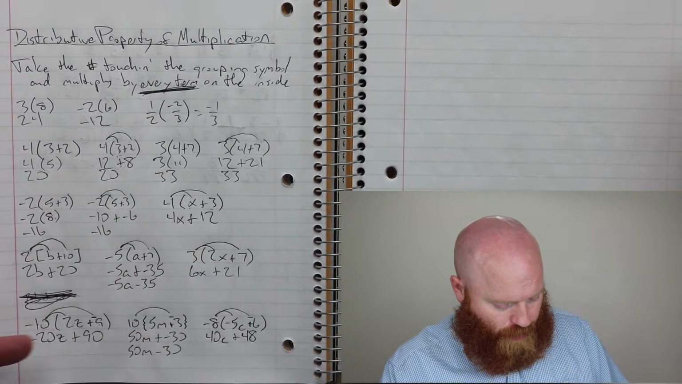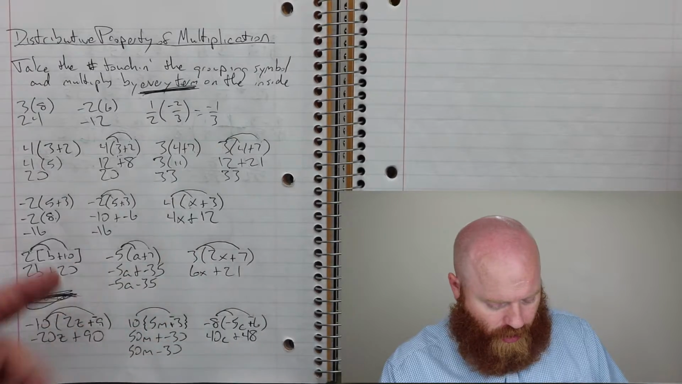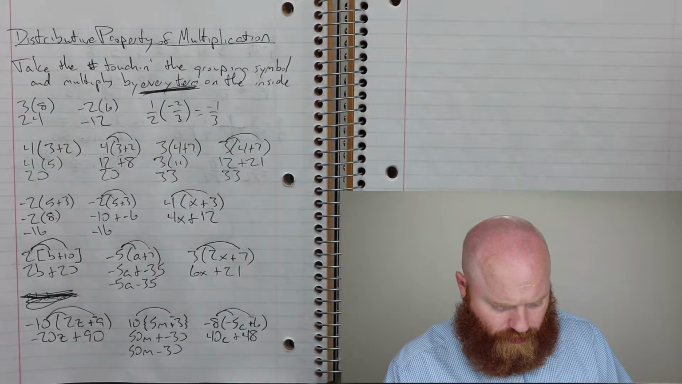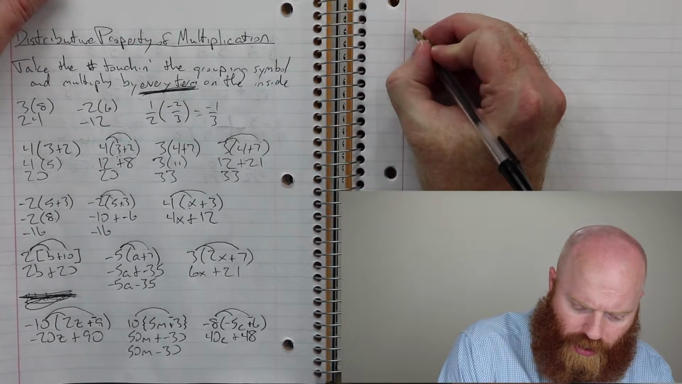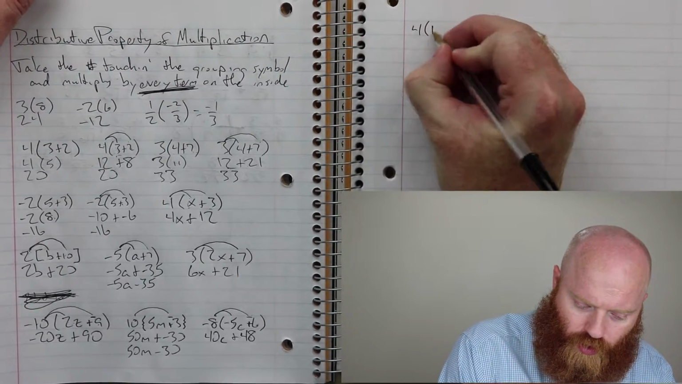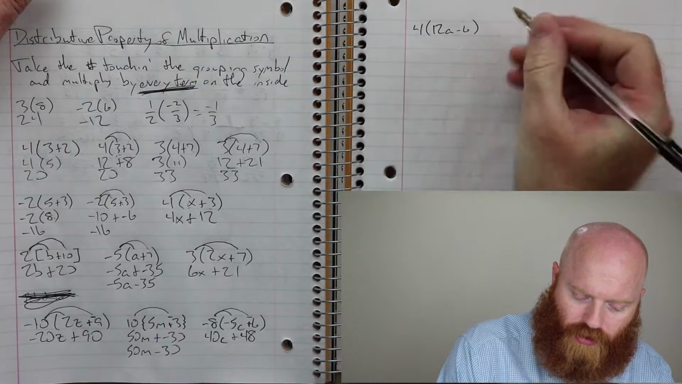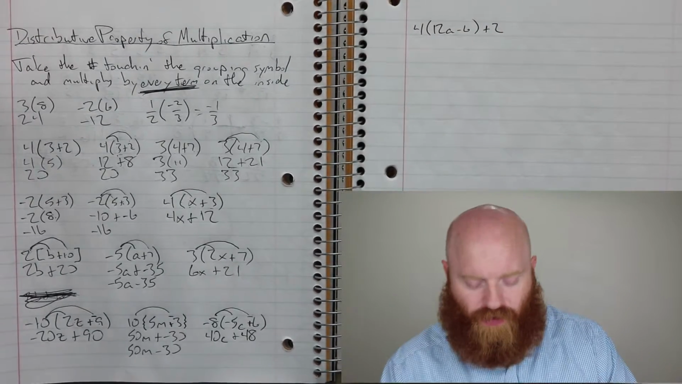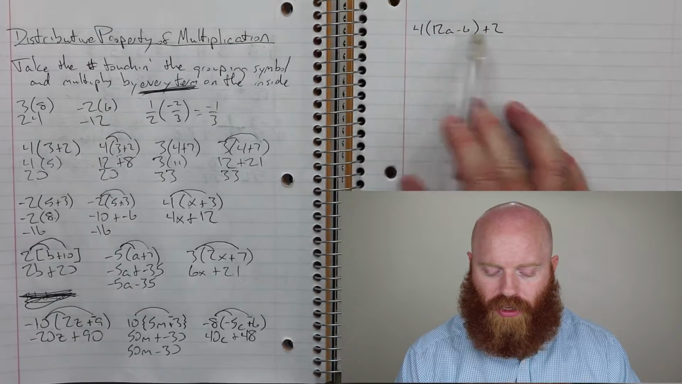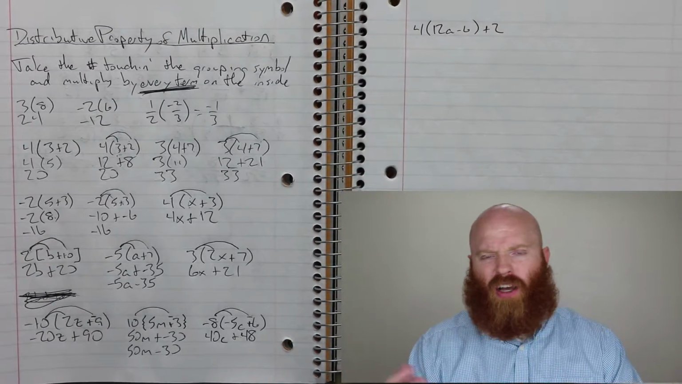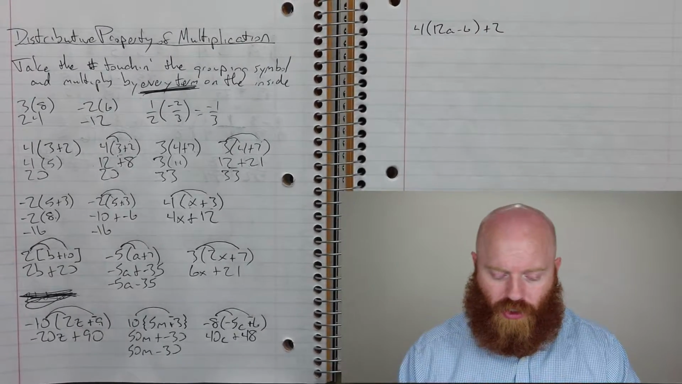Braces, brackets, parentheses, positives, negatives, I don't care. I'm going to get more complicated. Where do you see this problem? 4 times the quantity 12a minus 6, all that, plus 2. Now you can say all that kind of ends your quantity. That ends your grouping symbol.